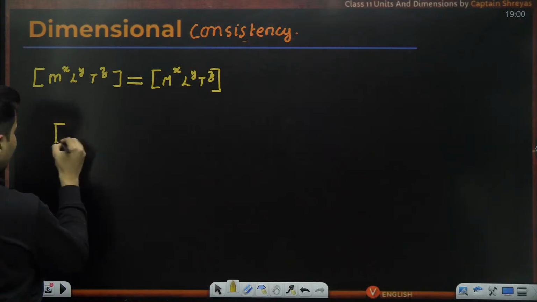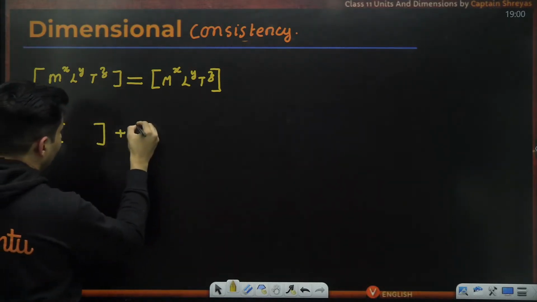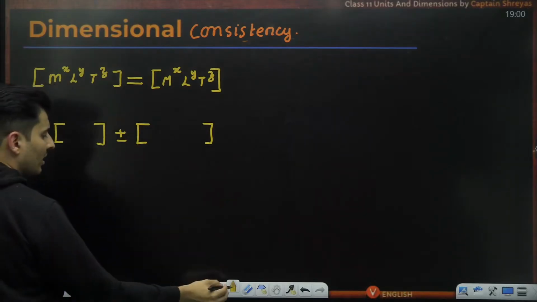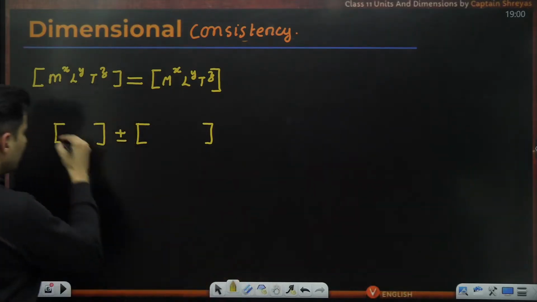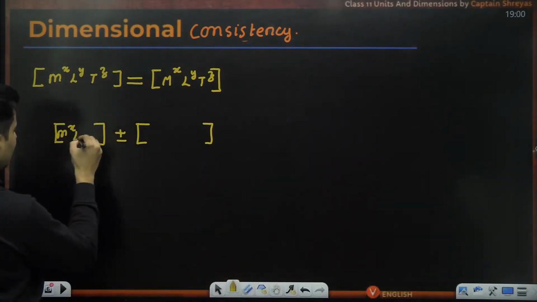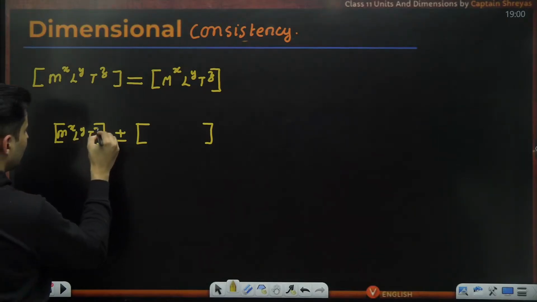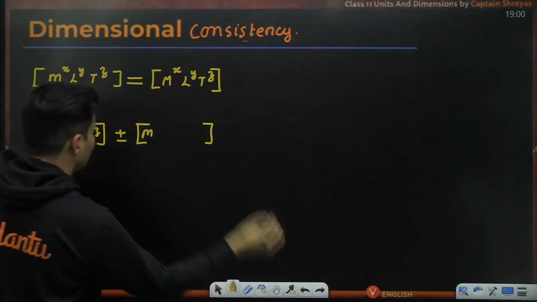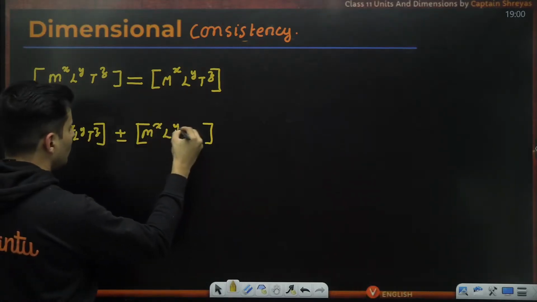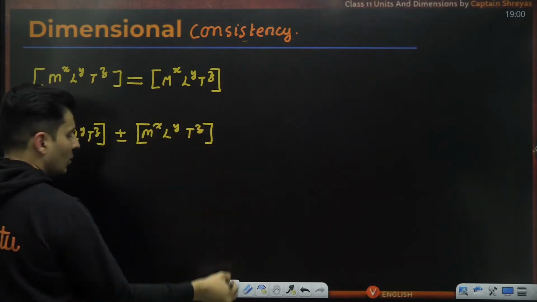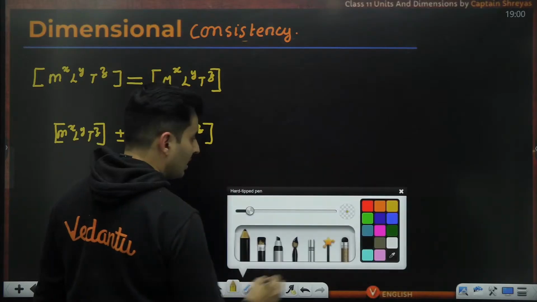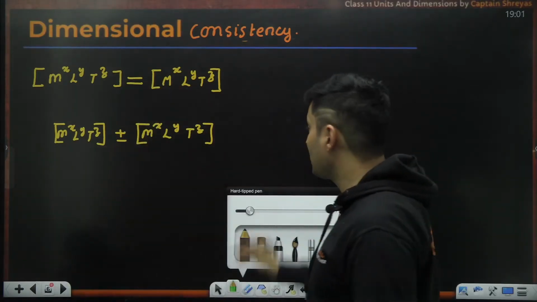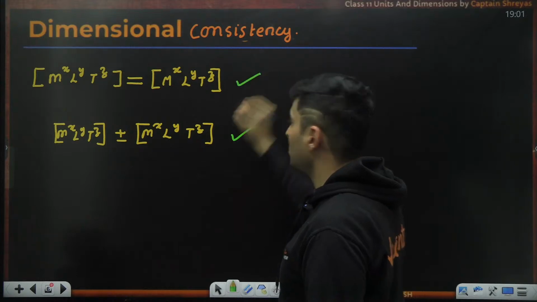Also, whenever we add and subtract things, you can only do so for similar dimensions. Meaning, if mass is raised to x, length is raised to y, time is raised to z, here also mass should be raised to x, length should be raised to y, time should be raised to z. Only then this is allowed. Otherwise, it is said to be a dimensionally inconsistent equation.